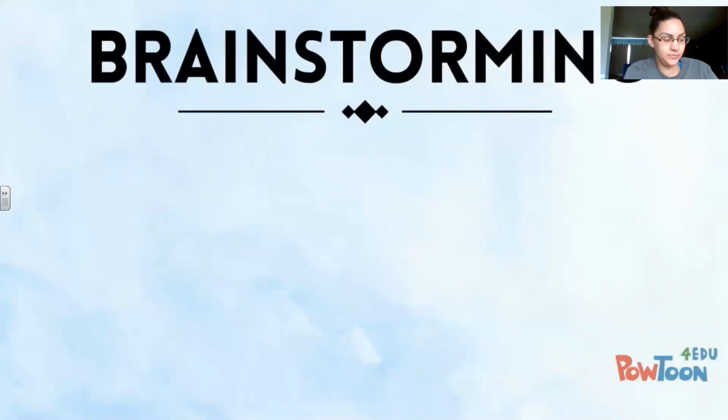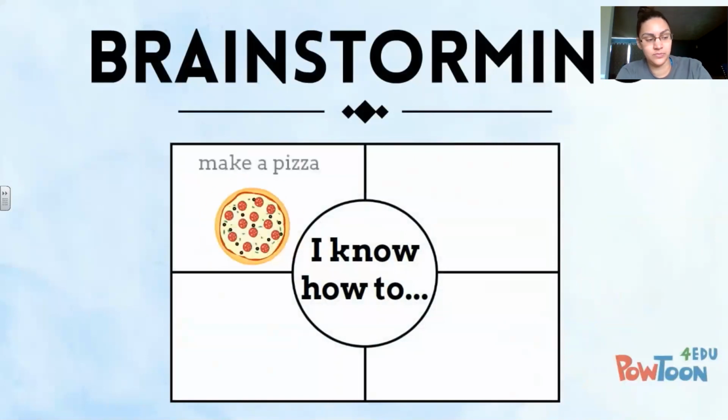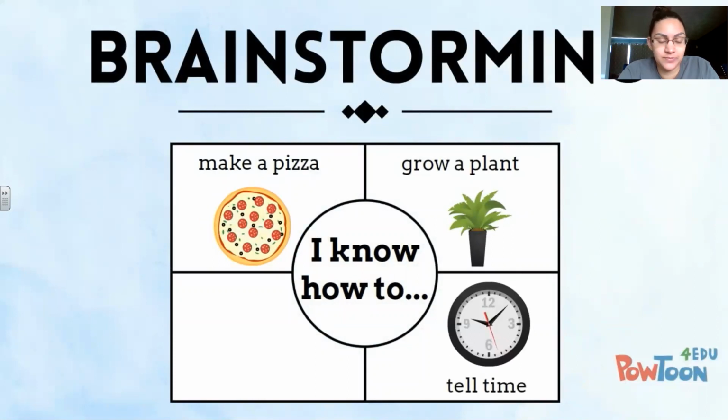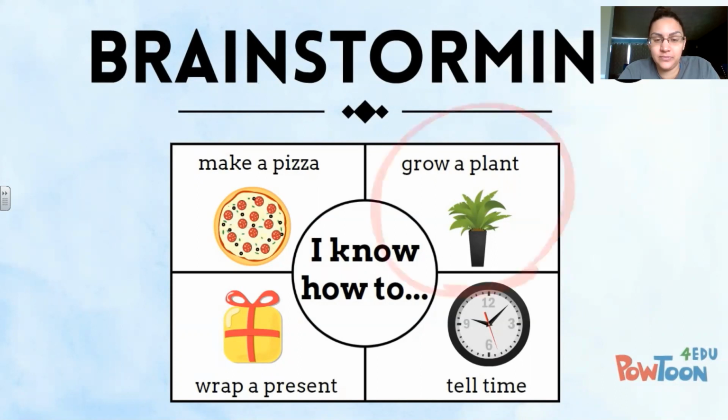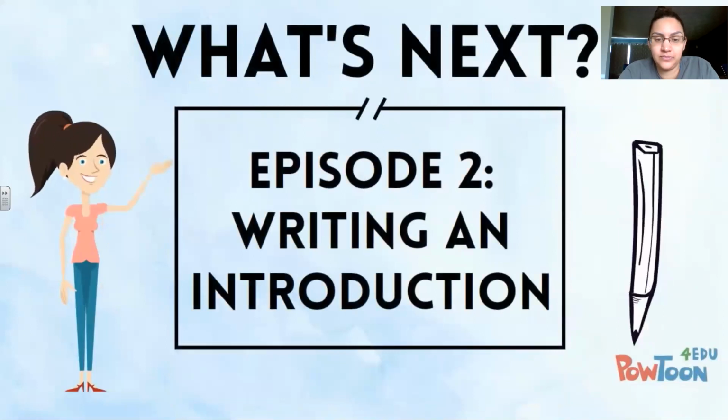I'm going to use a graphic organizer to help me brainstorm topic ideas. Let's see, what do I know how to do? I know how to make a pizza. I know how to grow a plant. I could teach little kids how to tell time. Or I could teach how to wrap a present. Which one should I choose? I'll pick the one that I know the most about, growing a plant. Check out episode 2 to see how I start my writing with an introduction.